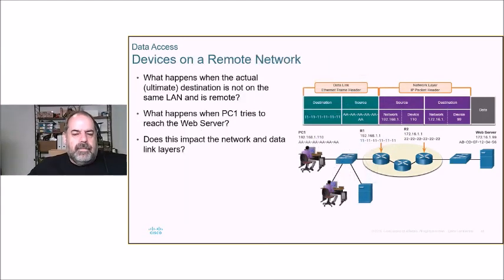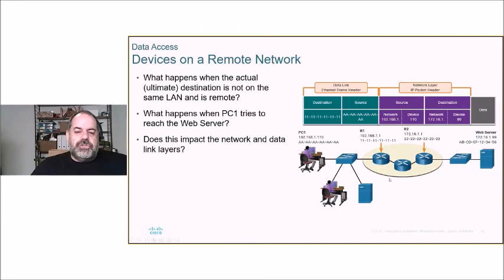Now, with a device on a remote network, what happens when the ultimate destination is not in the same LAN and is remote? What happens when PC1 tries to reach the web server? Does this impact the network and data link layers? Well, yes, it does a bit. As you can see from the IP header, the source address is still PC1. The destination is the web server, so it's a different network number.